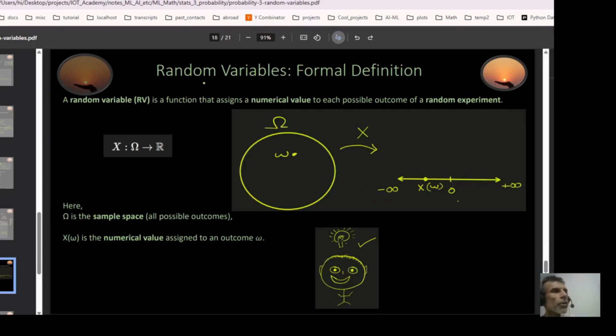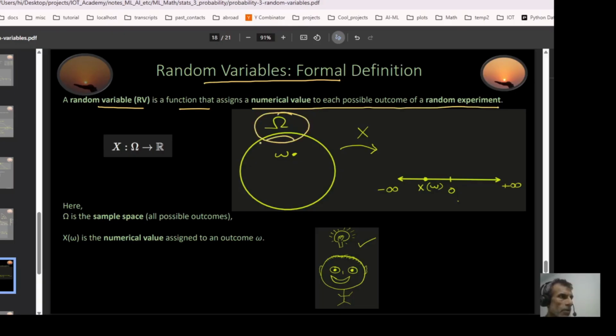Now I'll give you the formal definition of a random variable. That should make sense now. A random variable is a function, and what it does is assign a numerical value to each possible outcome of your random experiment. So this is my set of all possible outcomes over here. This random variable is basically taking an element over here and assigning a number to it. And that number is going to fall between minus infinity and plus infinity. It can take any value. Hopefully, now this makes sense to you, and I hope you are a happy person now.